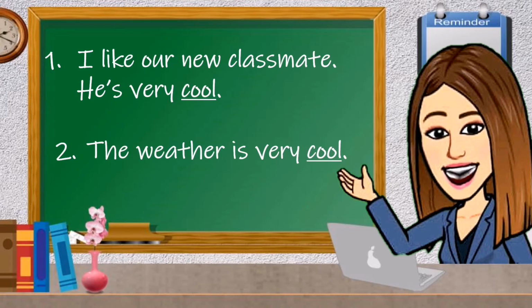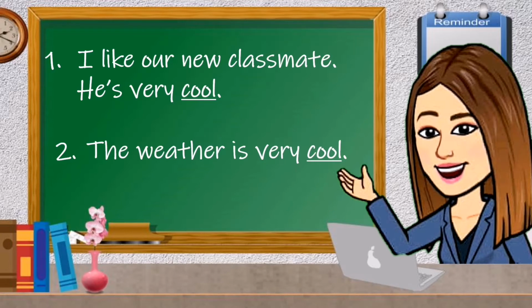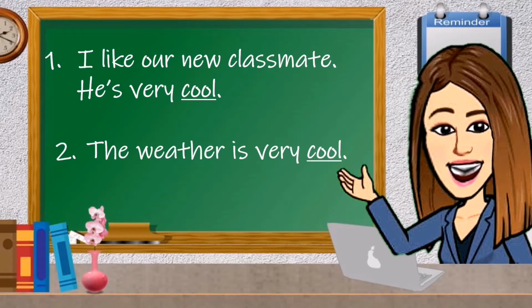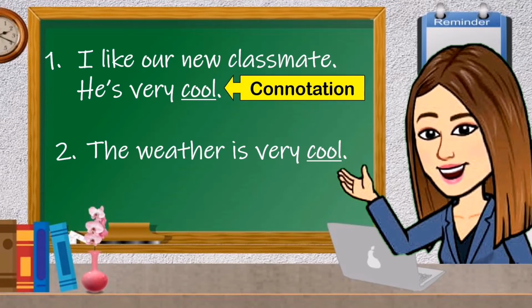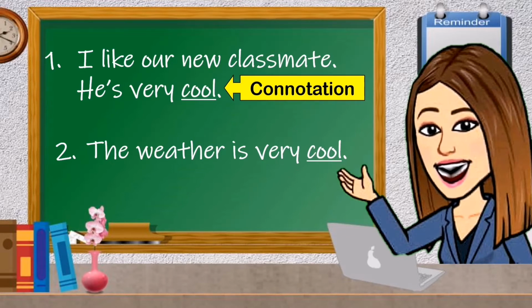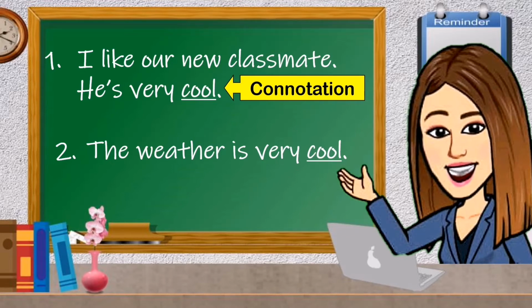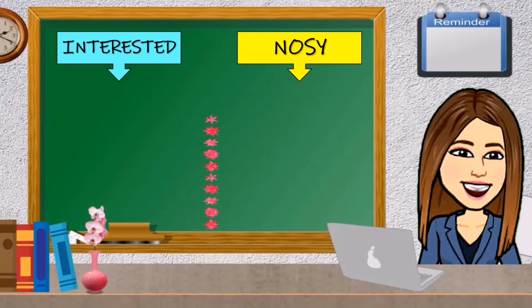Let's have our last set of sentences. I like our new classmate. He's very cool. The weather is very cool. Which sentence is an example of denotation and an example of connotation? The correct answer is the first sentence is an example of connotation while the second sentence is an example of denotation.